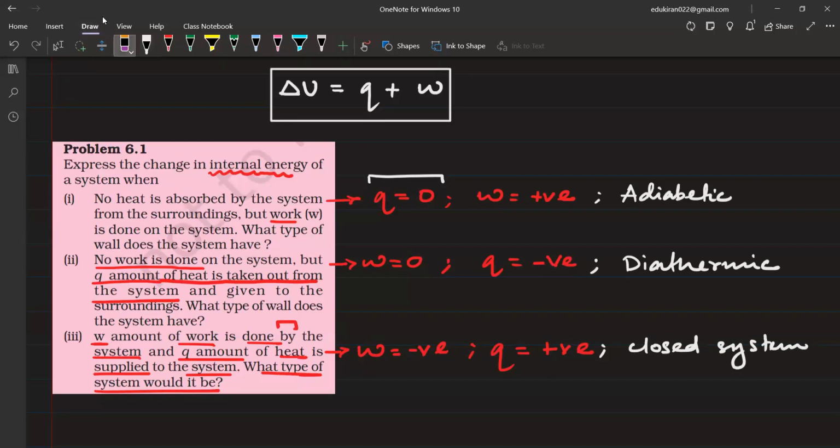ठीक है. अच्छा एक और चीज. Now they are also asking to express the change in internal energy. अगर हम internal energy की बात करें यहाँ पे, so in the first case the delta U will be equal to W. हाँ या ना? सही है? Yes, sir. ठीक है. Now in the second case, the delta U will be equal to minus Q. Correct? Why minus Q? Because W is 0, and heat is taken out of the system. That is why it will be minus Q.